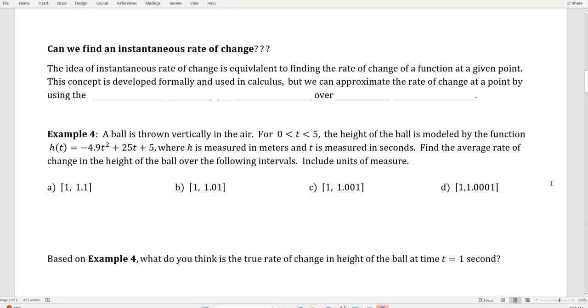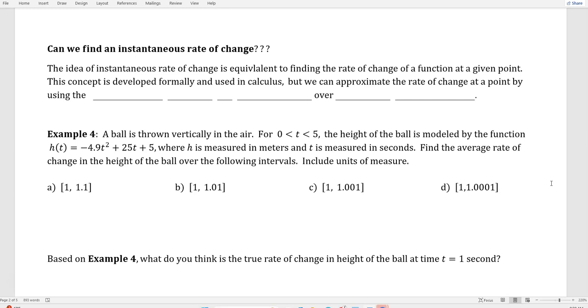Now, the idea of instantaneous rate of change. What we've been talking about is not instantaneous rate of change. It is on average what is happening. If we drive from here to Winston, our average speed is 50 miles an hour, right? It does not mean we were going 50 miles an hour much at all necessarily, but it's our average speed.